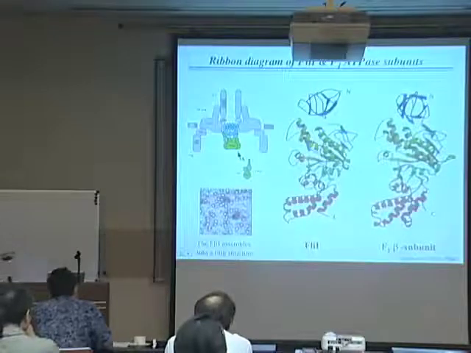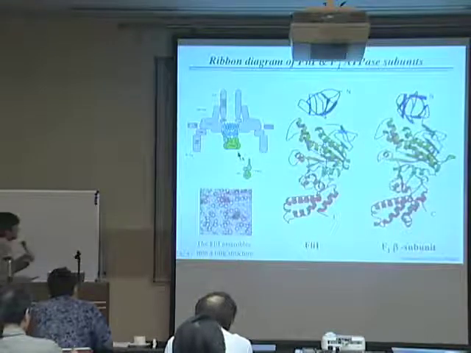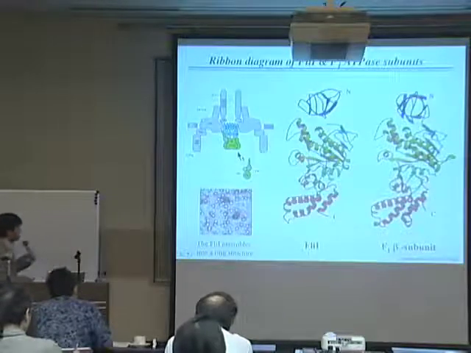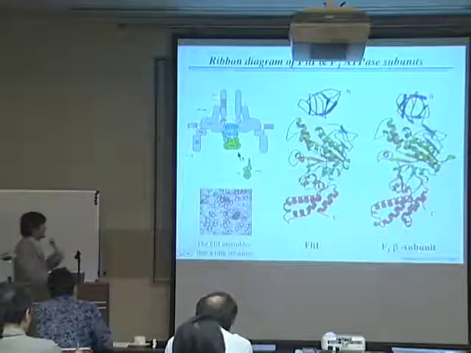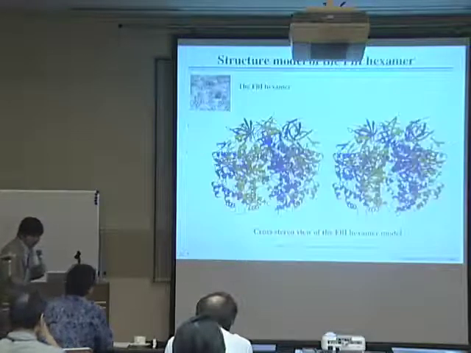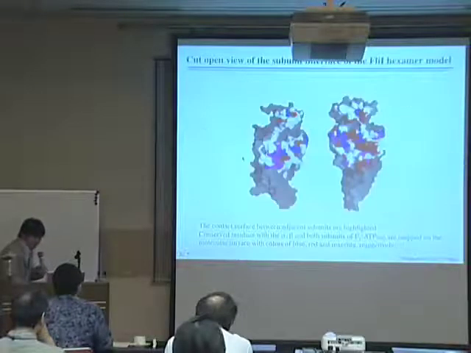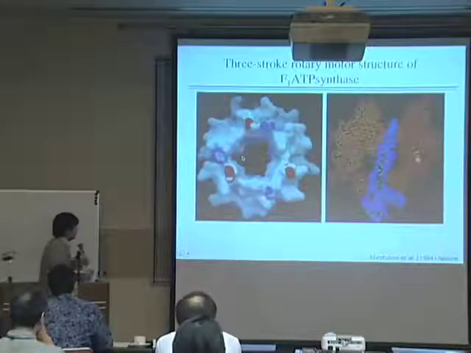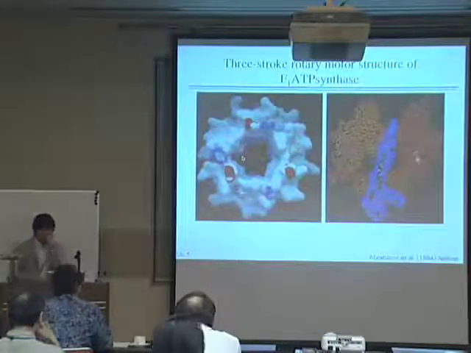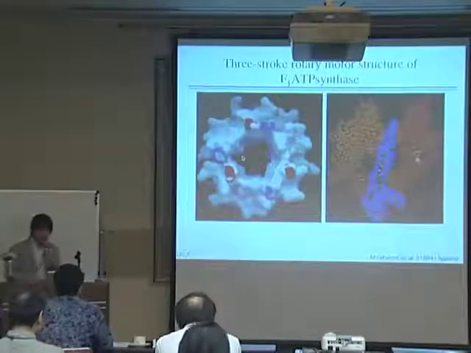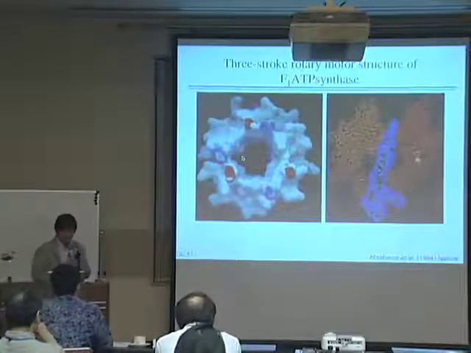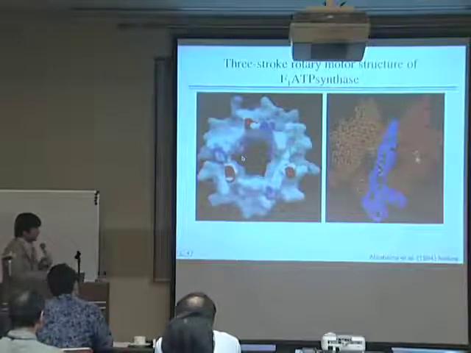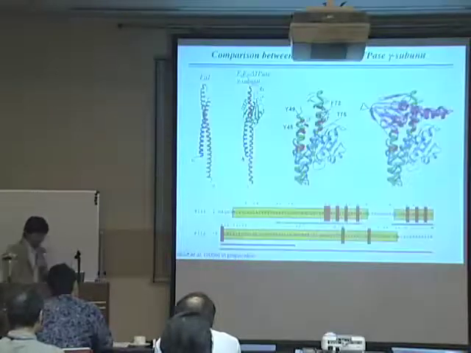Then we solved the structure of FliI. This part is very similar, which is expected from the sequence, but the entire structure is almost the same. So that is amazing. Such similarity implies that the molecular mechanism may be the same between the F1 ATPase and our flagellar system. If so, then we must find the gamma subunit. And very recently we found it.